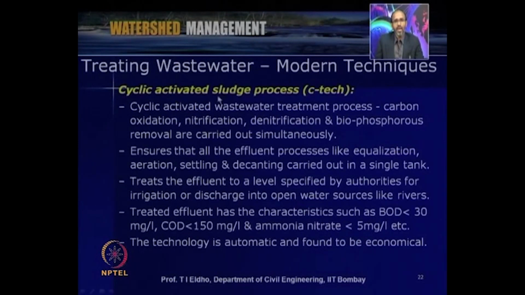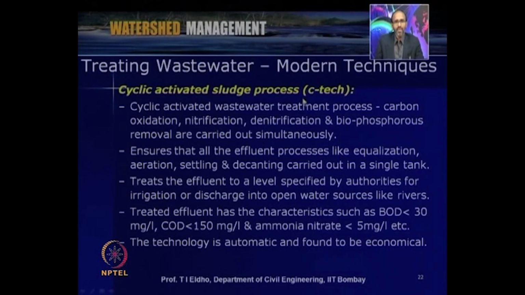Then another modern technique is called the cyclic activated sludge process, or CASP. Here, in the cyclic activated wastewater treatment process, we pass the water through activated carbon. Carbon oxidation, nitrification, denitrification, and biophosphorus removal are all carried out simultaneously. This technique ensures that all the effluent processes like equalization, aeration, settling and decanting are carried out in a single tank. So, this is a very systematic modern system, where we can directly get better quality water, and it treats the effluent to a level specified by authorities for irrigation or discharge into open water sources like rivers.